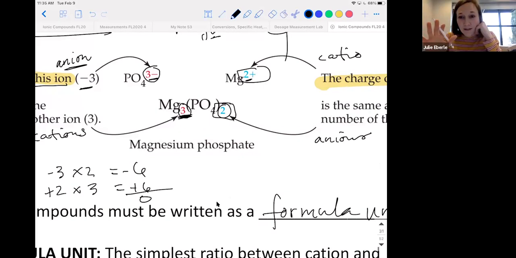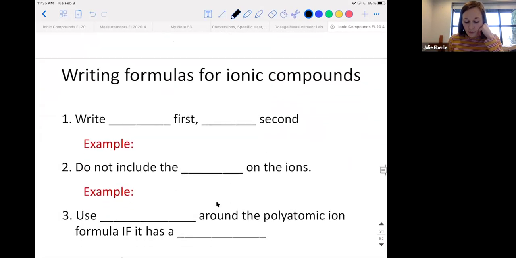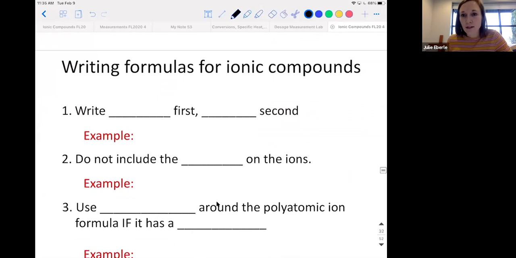The more we practice it, I bet this will sink in deeper and deeper. So let's go over a couple of rules for writing ionic compounds, and we're going to do a lot of practice. All right, number one, write the cation first always, anion second. For example, we looked at a combination of calcium and oxygen earlier. It would be CaO, not OCa. Oxygen's the anion, calcium's the cation, cation first.